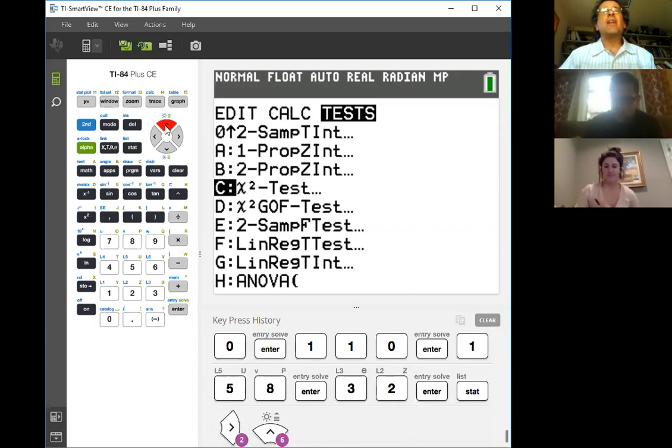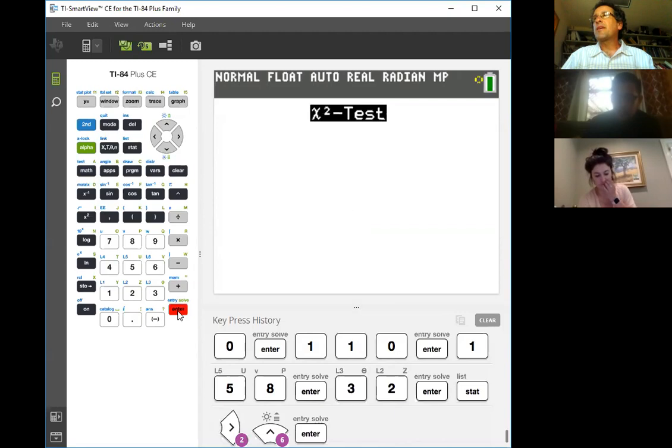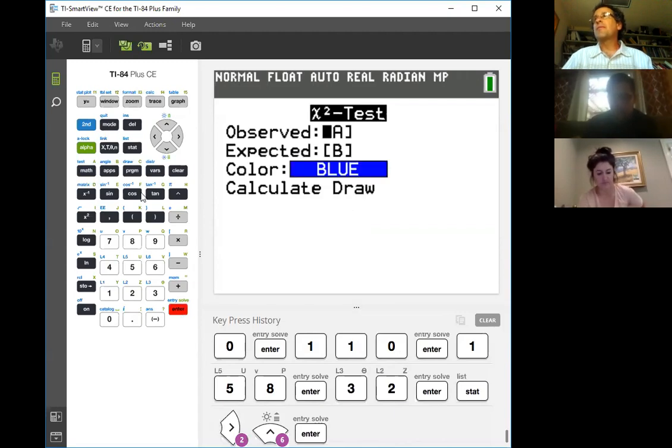It's weird that about halfway through the second year, I think, of building TI-84s, Texas Instruments put in the GOF test. I think they realized that they needed it. But the chi-square test they've always had. I hit enter. Just observed is A, expected is B. And then enter and calculate.